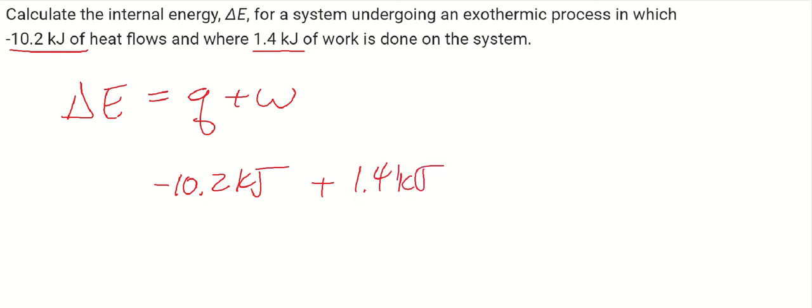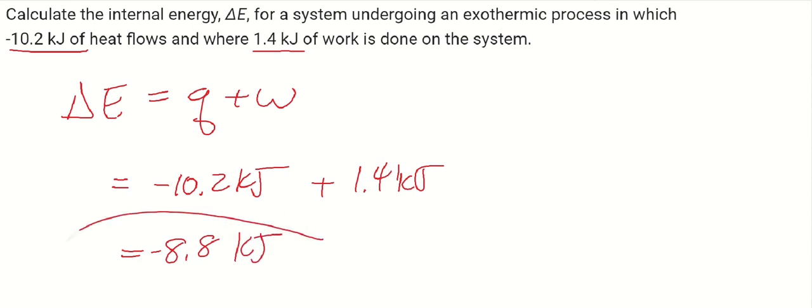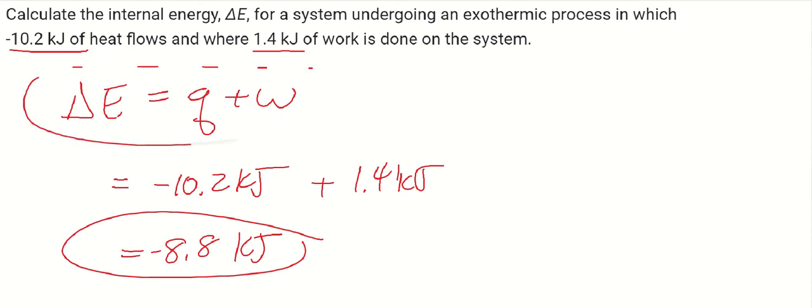All right, so let's add these numbers up. Negative 10.2 plus 1.4 is negative 8.8 kilojoules, which is the change in internal energy. That was given on your formula sheet also.